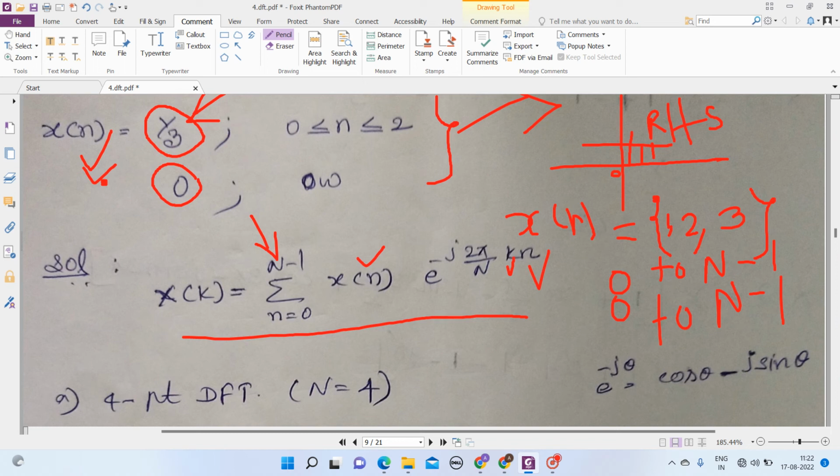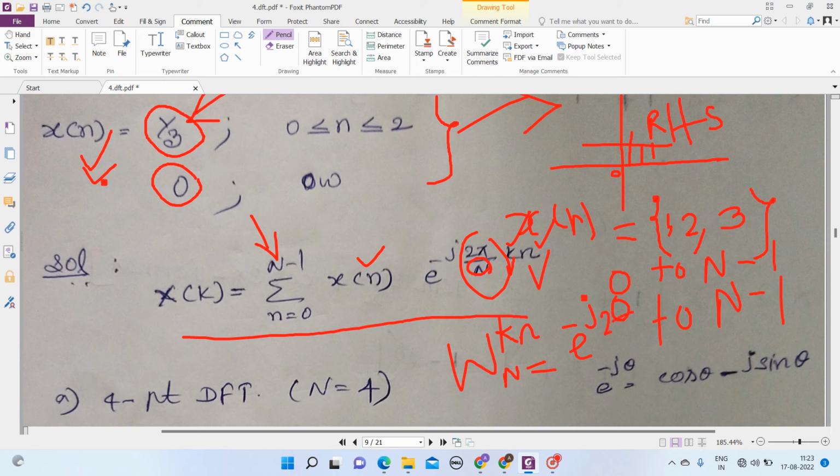This is the frequency domain. This is the time domain samples. N is the number of DFT points. Usually we call this one the twiddle factor. How will we represent that twiddle factor? W subscript N, superscript kn.